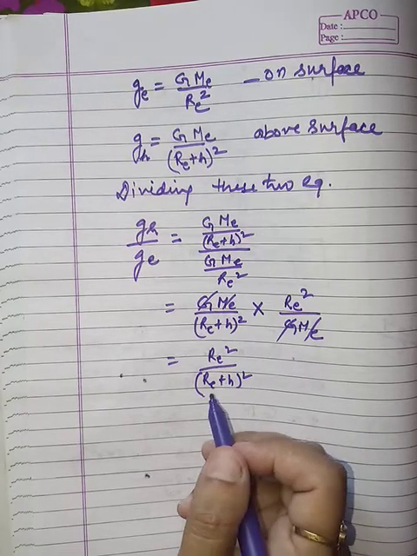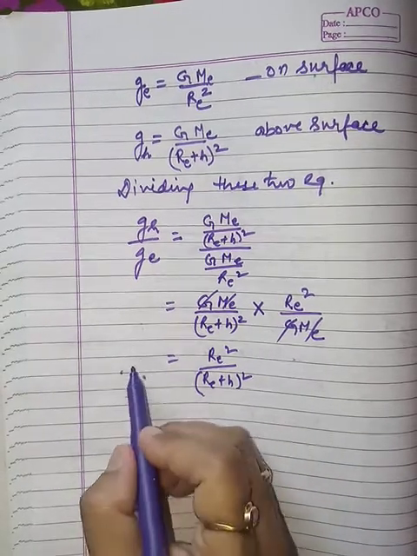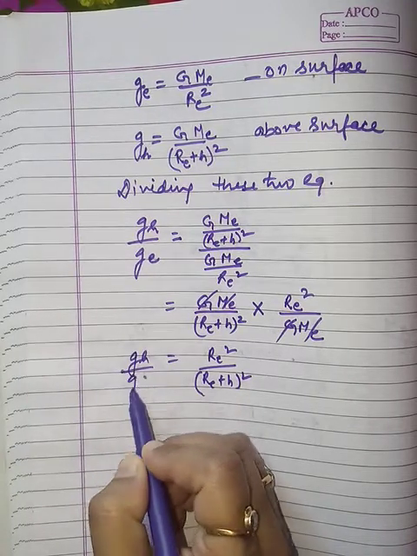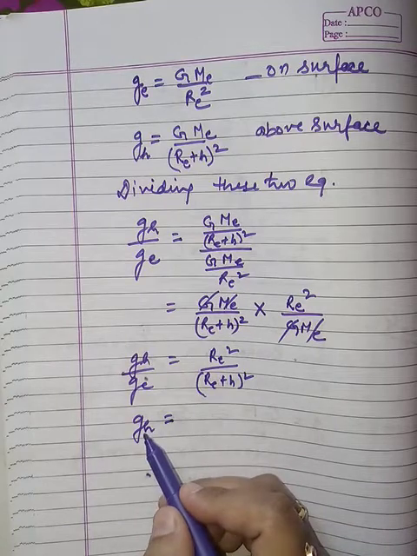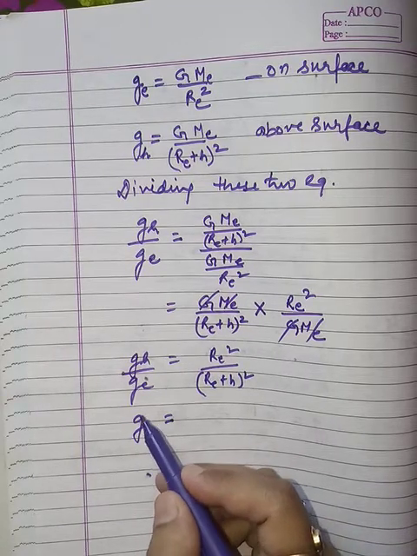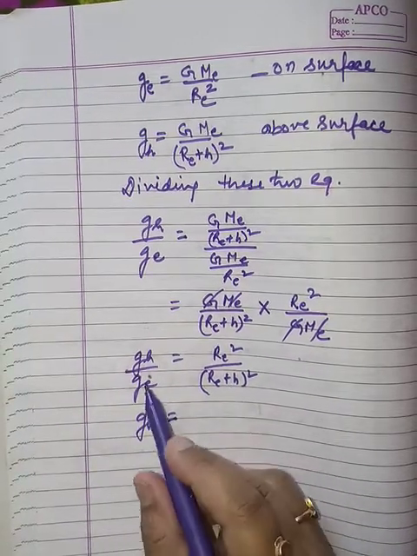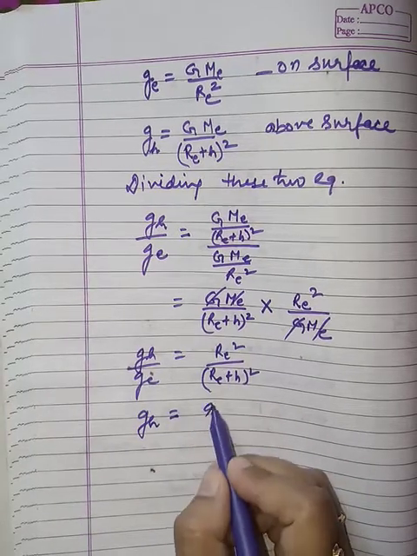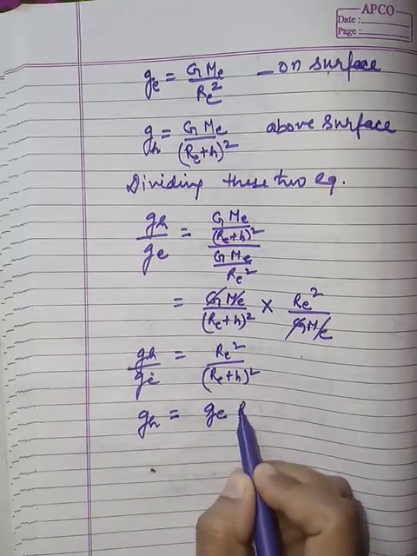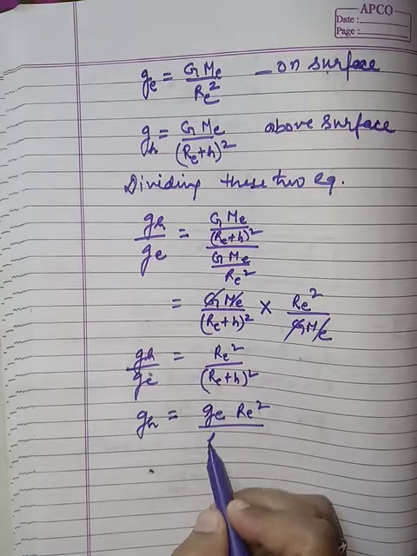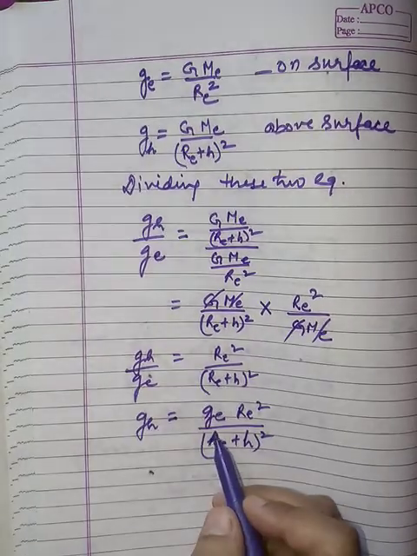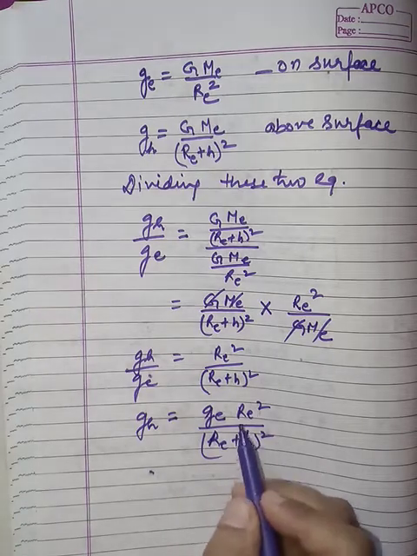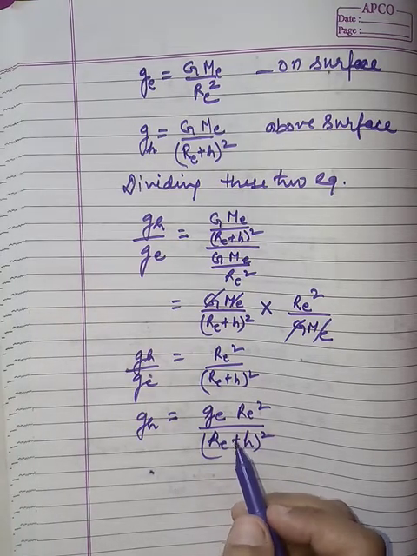So g_H divided by g_E. What is g_H? That is what we have to find out, the acceleration due to gravity above 800 kilometer. So this g_E will go to this side. It will become g_E times R_E square divided by (R_E plus H) whole square. Okay, so in this we can put the values.